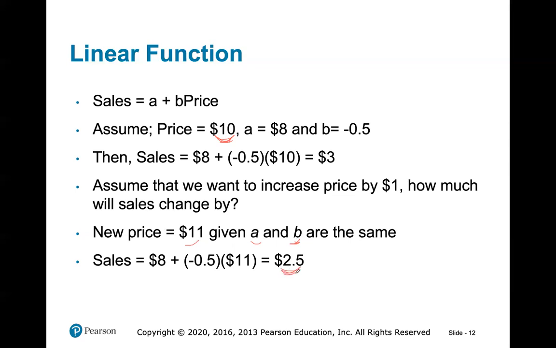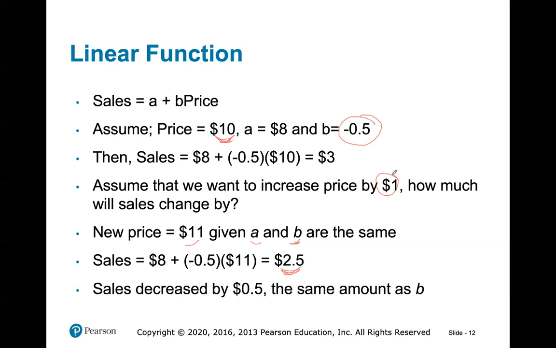Clearly, you can see that my sales has decreased. Why has it decreased? Well, there's a negative sign over there. So if we increase price by $1, our sales is going to decrease by some amount. How much does our sales decrease by? Our sales decreased by 50 cents. And clearly, you can see that the decrease is the same amount as b.